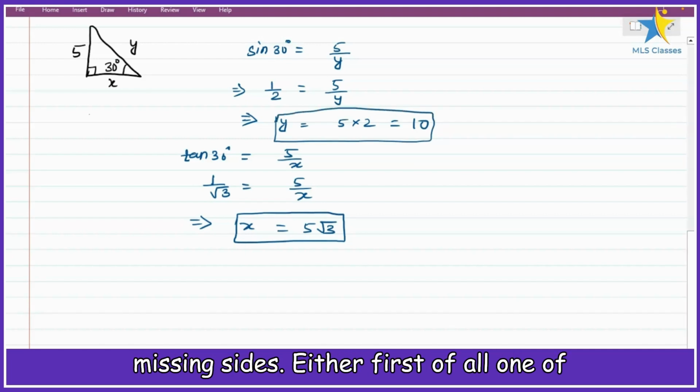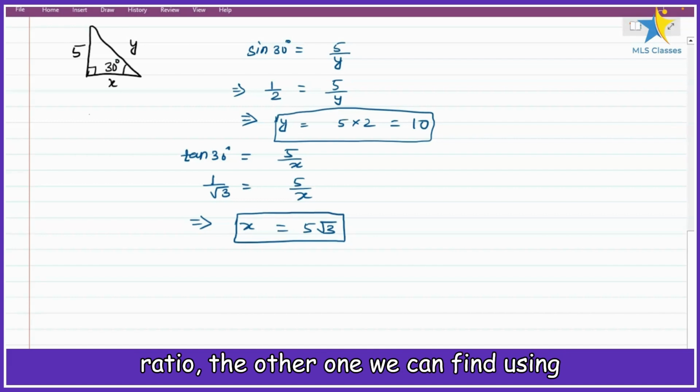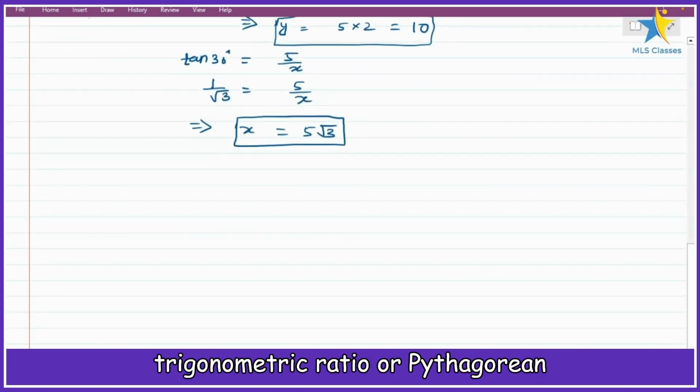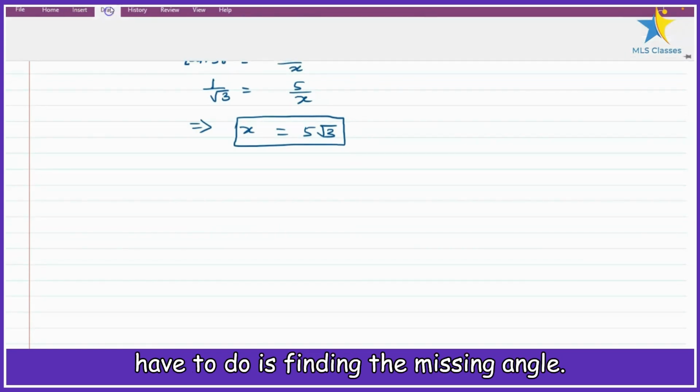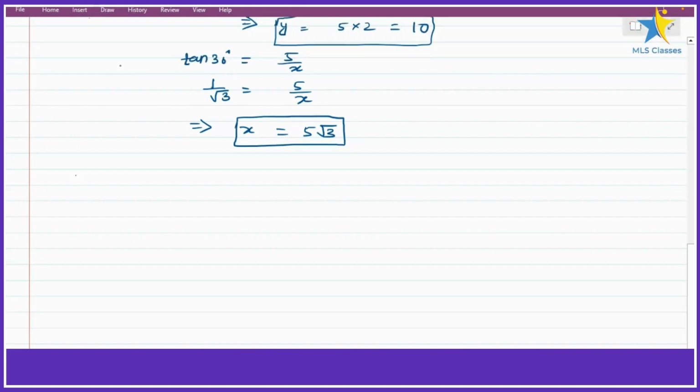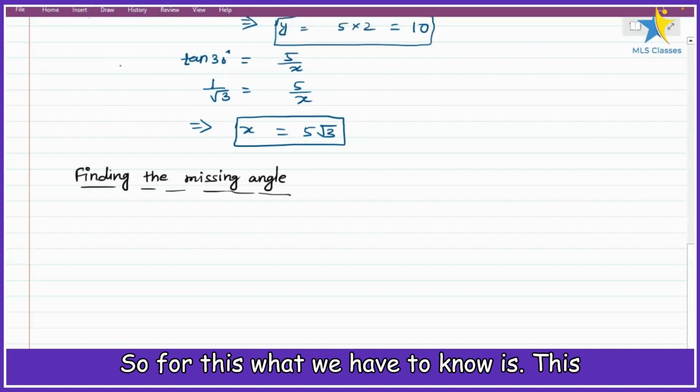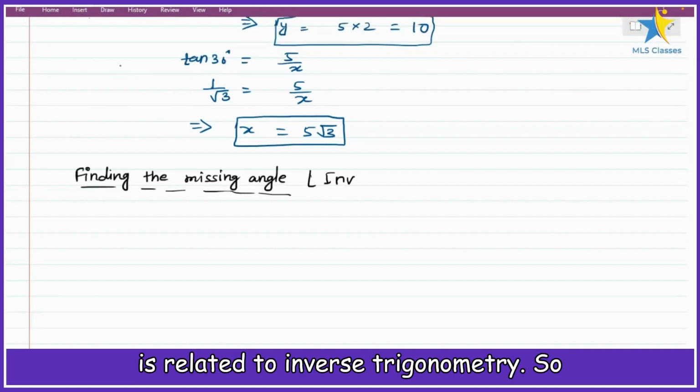This is how we find the missing sides. First, one of them we need to find using a trigonometric ratio, and the other one we can find using a trigonometric ratio or the Pythagorean theorem, any of these two. Now next we have to do is finding the missing angle. For this, what we have to know is that this is related to inverse trigonometry.